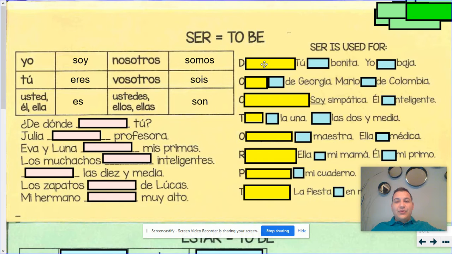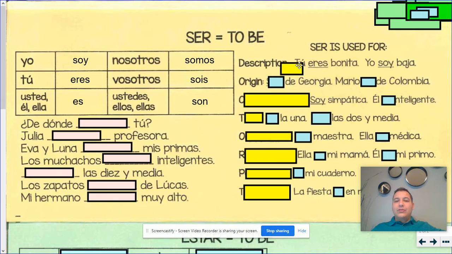So D for description. When you're using adjectives, okay? In this case, we have the pronoun tú, so we need to use eres. Tú eres bonita. You are pretty. Yo, what comes for yo? Yo soy baja. I am short. Okay, descriptions, adjectives.